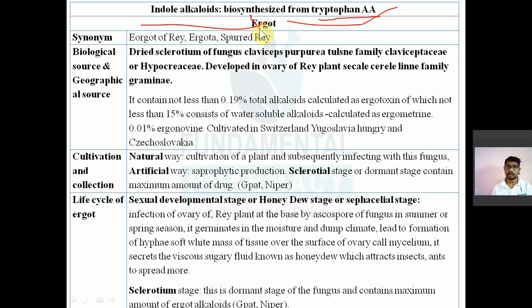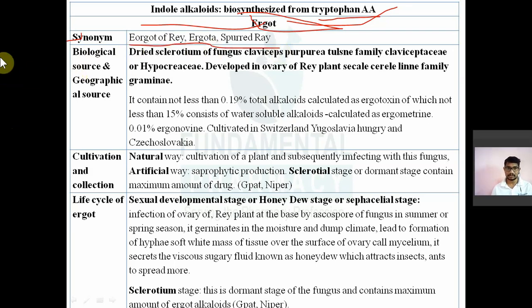Ergot, whatever you say. Whenever you want to study a particular crude drug, what are the important points you have to read? These are nothing but the synonyms. Then biological source you have to remember, geographical source. Then mostly the chemical constituents and their class. Then uses, then substitutes and adulterants. Okay, and chemical test. Those are the important points to be focused on for the crude drug. Now first, what is the synonym of ergot? It is also known as ergot of rye, ergota or spurred rye.